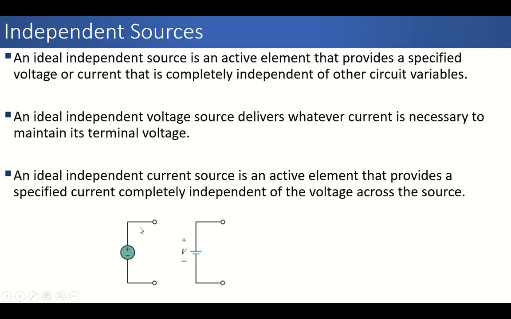An ideal independent current source is an active element that provides a specified current completely independent of the voltage across the source. So an ideal current source is the device that provides a specified amount of current, maybe 10 ampere, but the voltage could be different. In this case, we denote that kind of ideal current source using an arrow. This arrow shows the direction of the current, and this I denotes the amount of current that is being offered. So current will be fixed, but voltage across the terminals could be different.